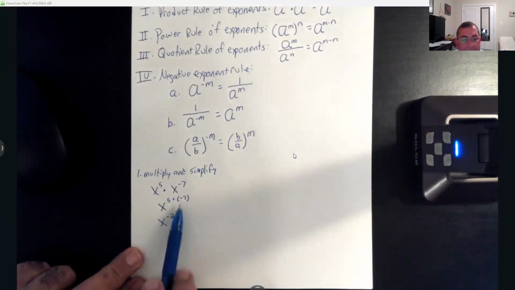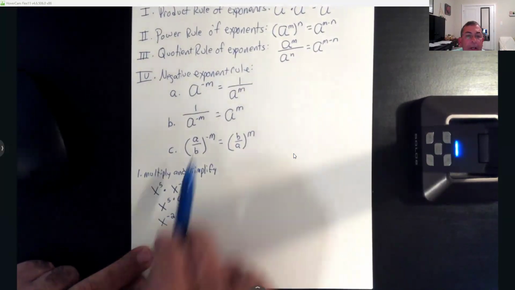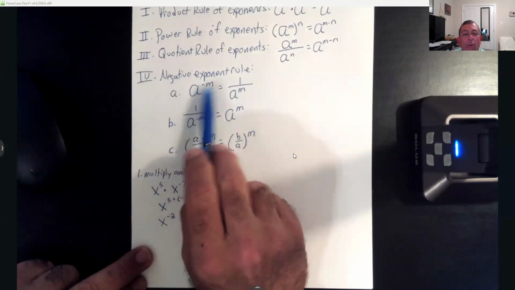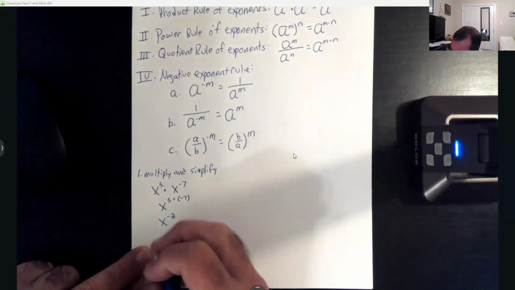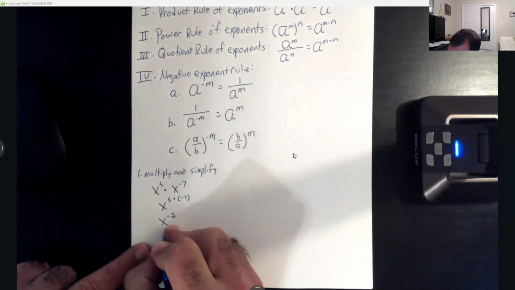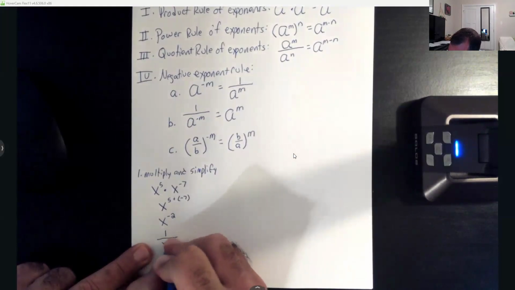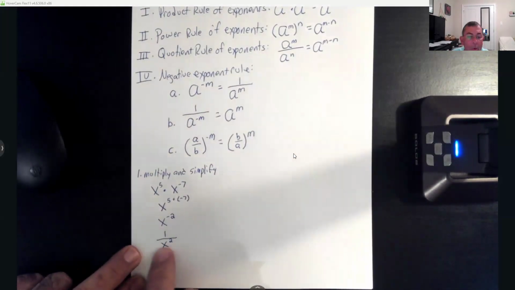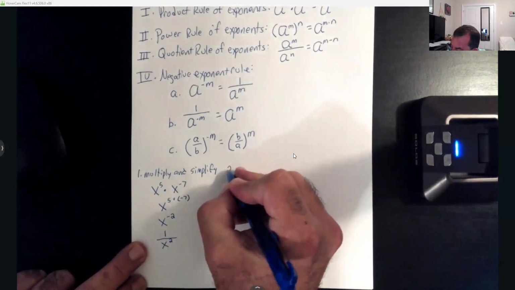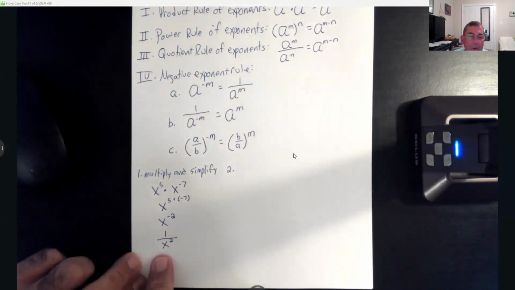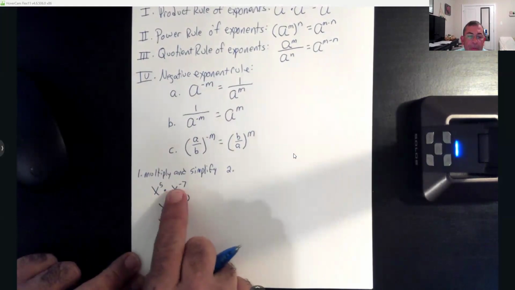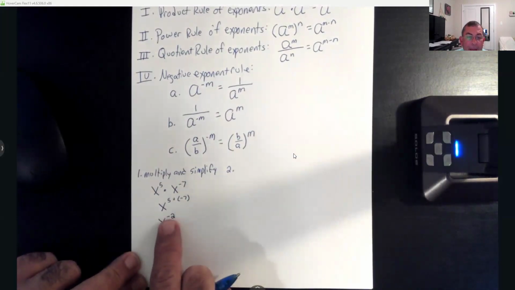But y'all remember this, I can't leave the exponent negative. So I've got this case going on, x raised to the negative 2. Well, I flip that, put this under a 1. So my final answer will be 1 over x squared. Now we're happy the exponent's positive and we can move on. So notice I used two rules on this one. I had to use my product rule and then my negative exponent rule.